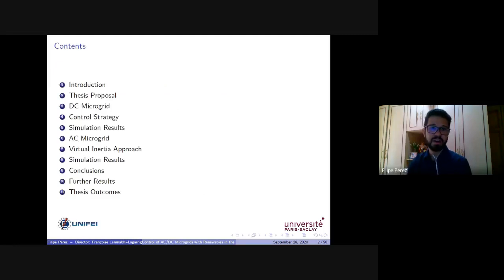So the thesis contents are, we start with a brief introduction, then we provide the thesis proposition, and we start with the DC side of the microgrid where we propose the control strategy and provide some simulation results. After, we discuss the AC microgrid, where the virtual inertia approach is given, and we also provide simulation results. Further, we discuss the conclusions of the thesis, propose some further results, and then we provide the thesis outcomes.